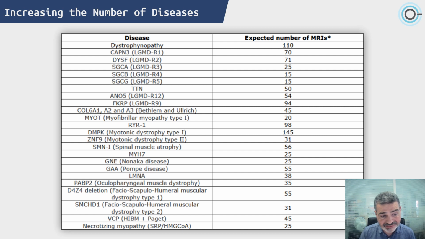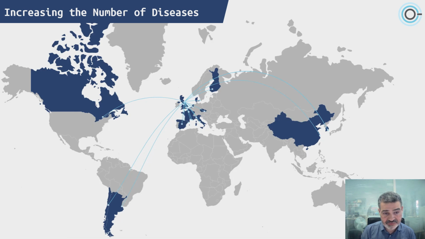In order to increase the number of diseases, as you can imagine, what we need is a larger number of MRIs. For this reason, we have expanded the number of collaborators that we have in this project. We started with just 5 collaborators, but you can see here in the map that we now have collaborators in Asia, North America, South America, and also in many countries in Europe.